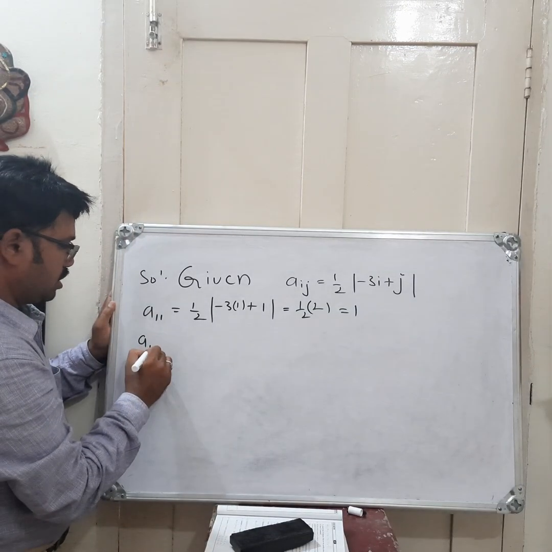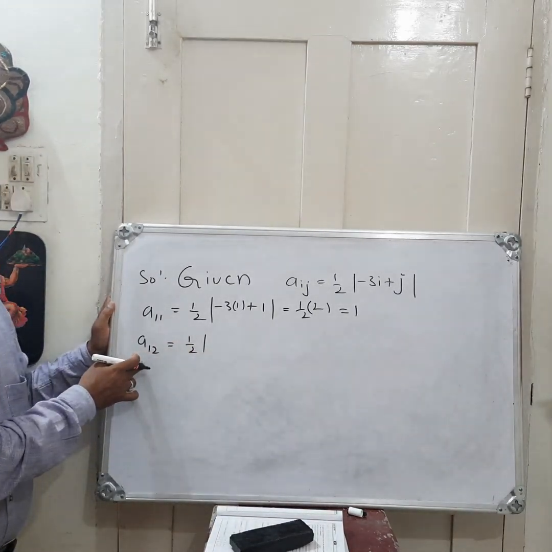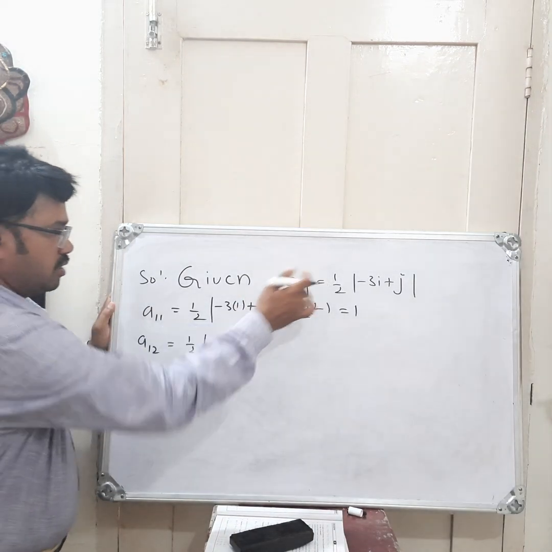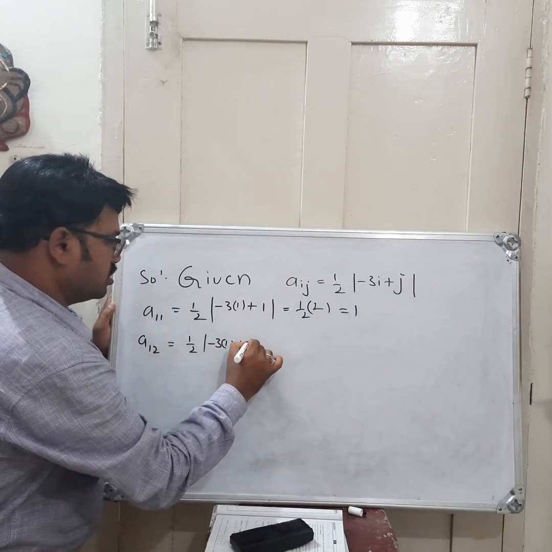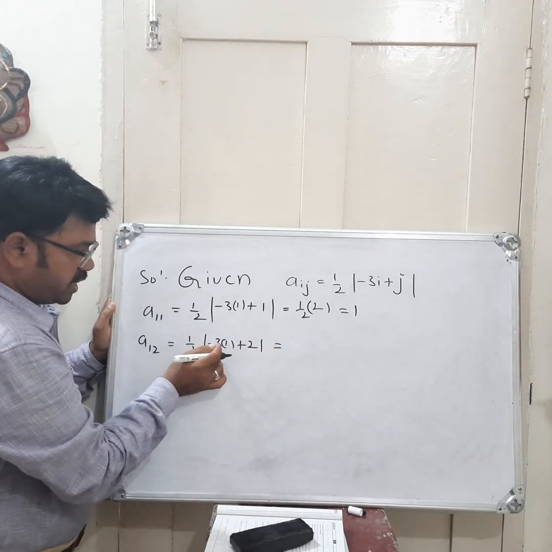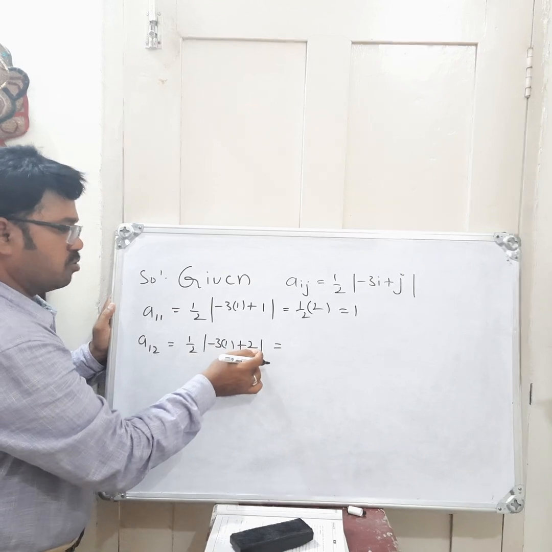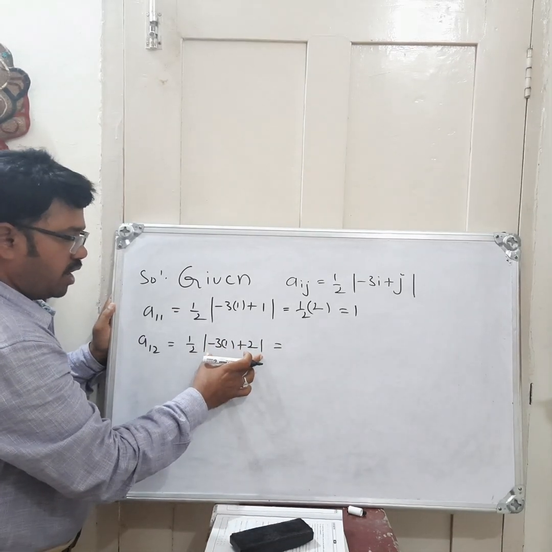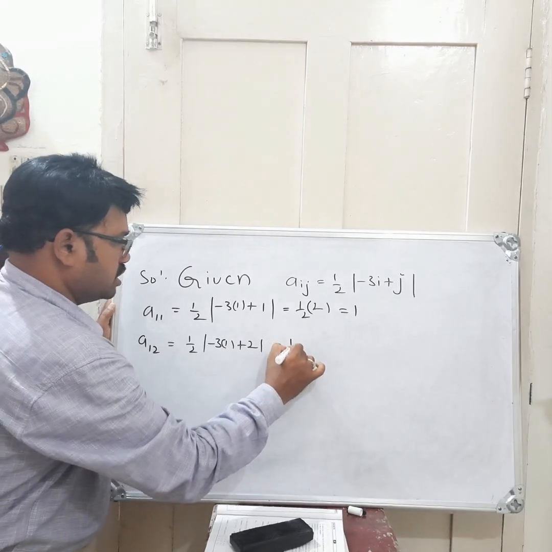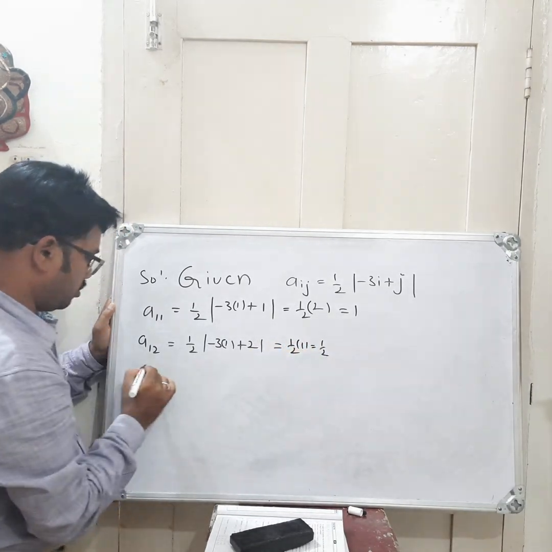Next, A12. Take i equal to 1 and j equal to 2. Here 1 by 2 minus 3 into 1 plus j value is 2. Here minus 3 into 1, minus 3 plus 2. Minus 3 plus 2 means the value is minus 1. Due to this modulus, the value becomes plus 1. That means this 1 by 2 into 1, the value is 1 by 2.